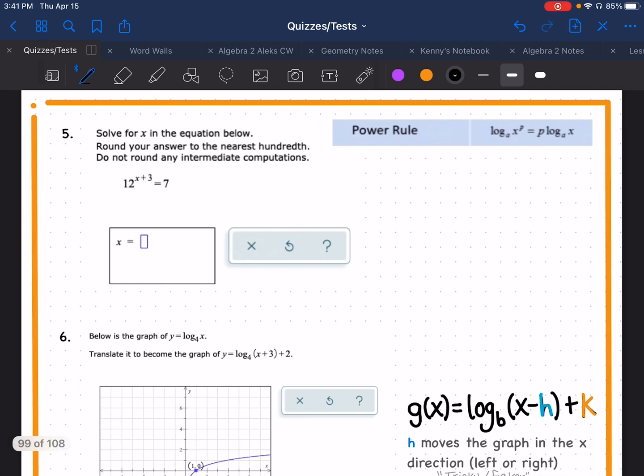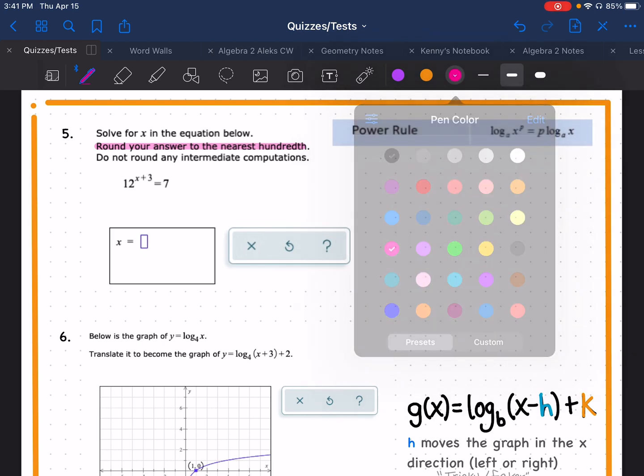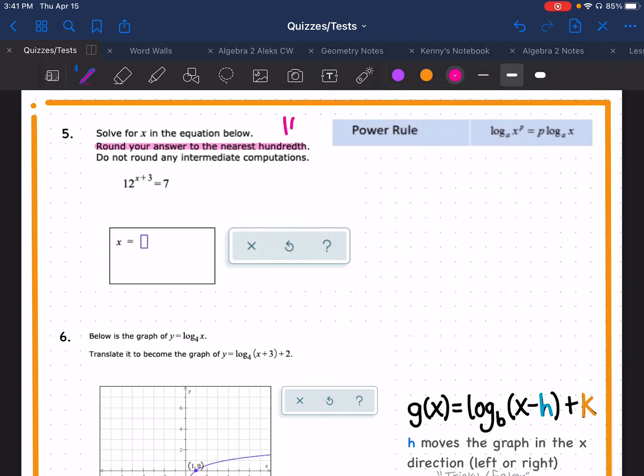Okay, let's take a look at question number 5. Question number 5 is going to ask you to solve for x in the equation below. It is going to ask you to round your answer to the nearest hundredth. Remember, 100ths is like this. So my decimal is here. I'm going to count 1, 2, and the third number is going to be the one that follows the rounding rules from the last page.